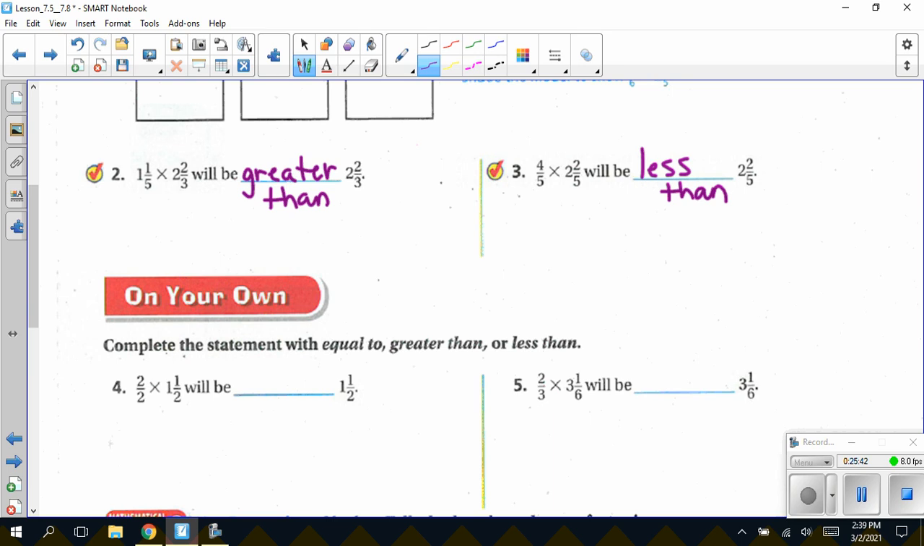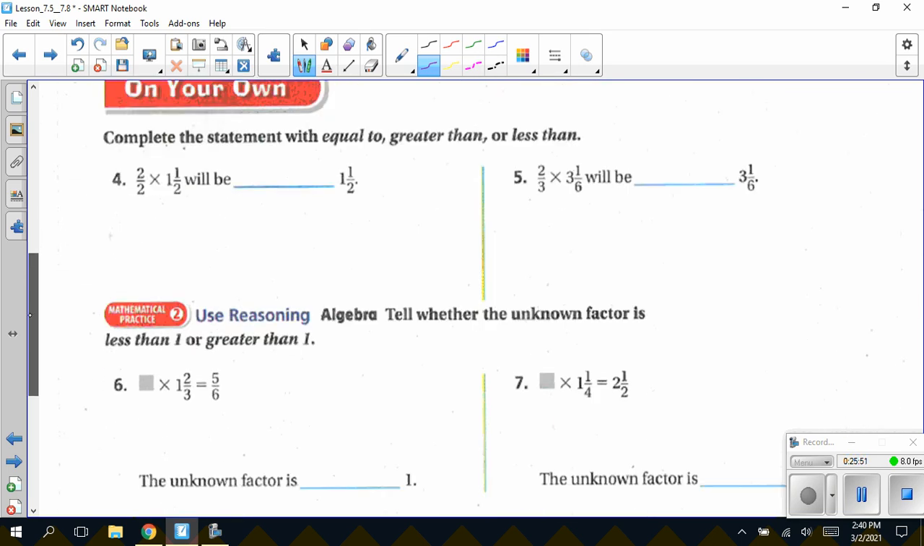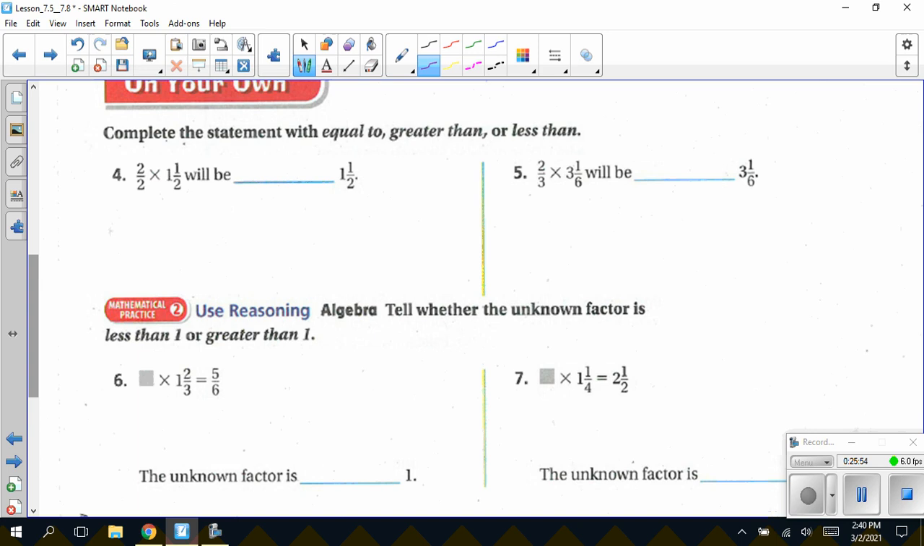At this point, go ahead and pause, try to complete the next questions on your own, and then restart the video back up to find your answers. For number 4, I have 2 over 2, which I know equals 1, and they're multiplying that by 1 1/2. Well, I know from my rules, any number times 1 always equals that same number, so equal to. For number 5, 2/3 times 3 1/6. A fraction times a mixed number. The rule says that my product will be less than the mixed number.